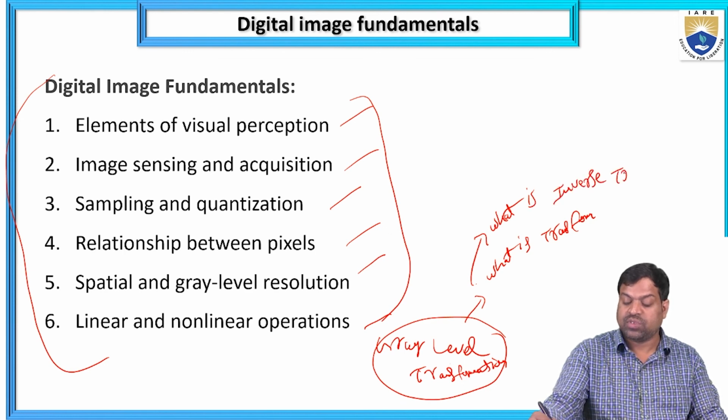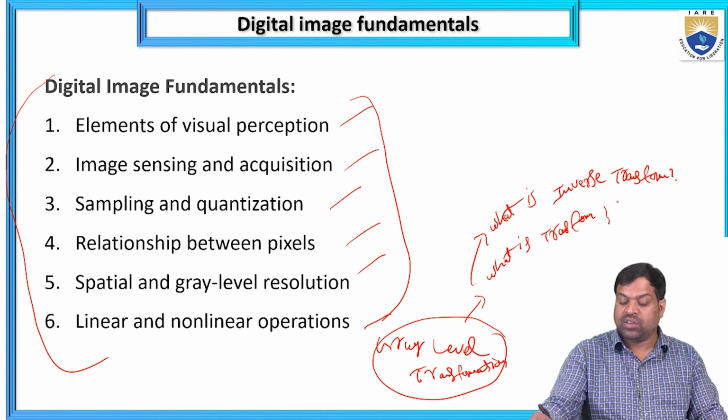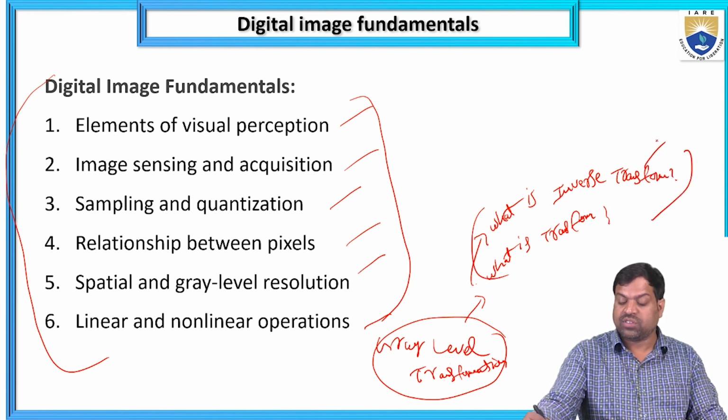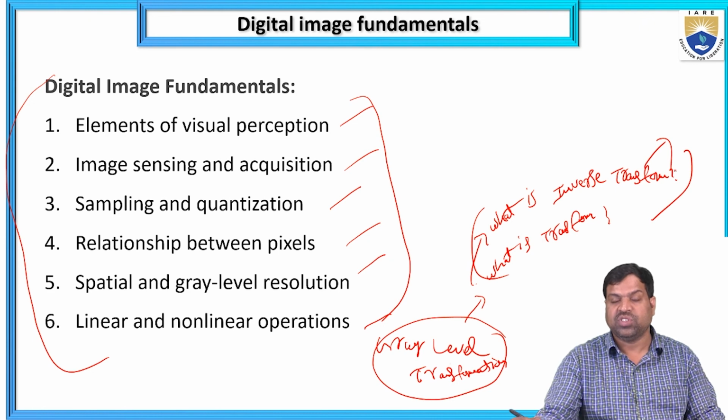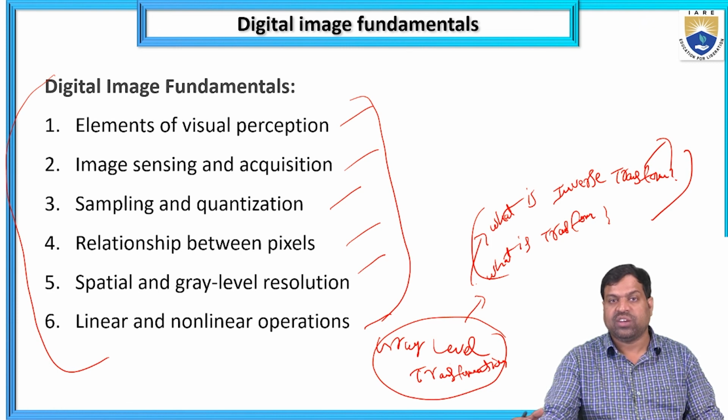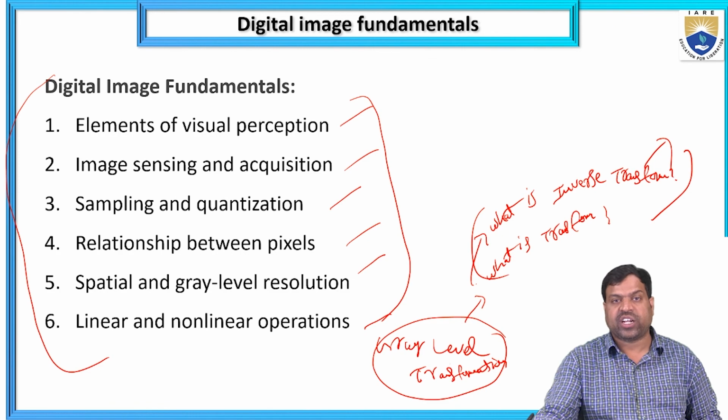What is inverse transform? And these are all where we are using. So what is the need of transformation? It gives a better image and adjusts the contrast of the image. That is the reason we are going for image enhancement or gray level transformation.